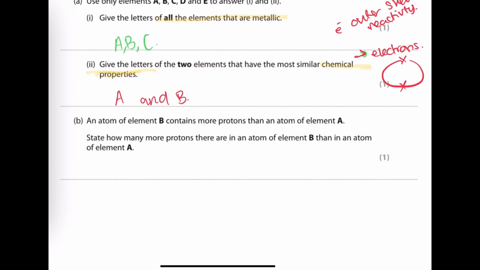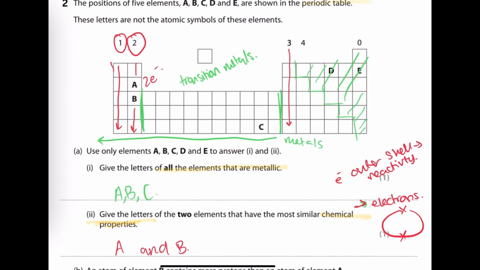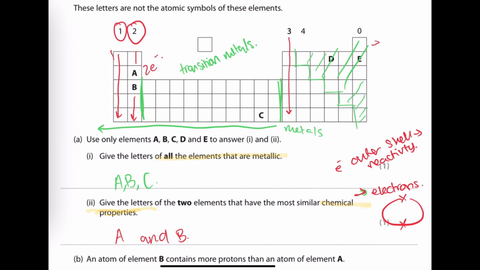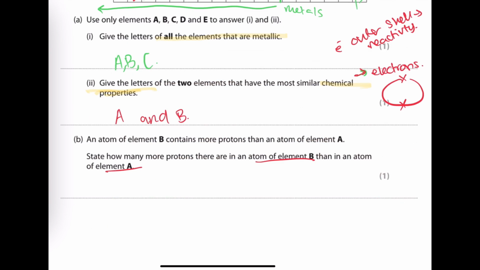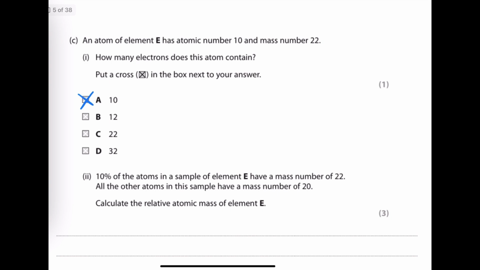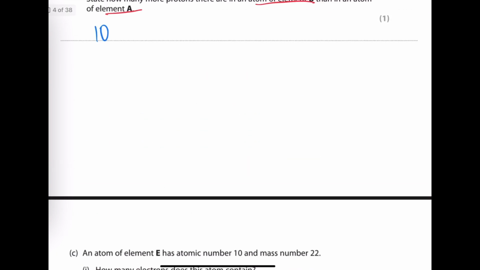An atom of element B contains more protons than an atom of element A. State how many more protons there are in an atom of element B than element A. We know that the modern periodic table is arranged by proton numbers. So we can easily know that this is 1, 2, do it in blue, 3, 4, 5, 6, 7, and so on. So we just need to see what is the difference between these two. So you can just do 1, 2, 3, 4, 5, 6, 7, 8, 9, 10, which is over here.